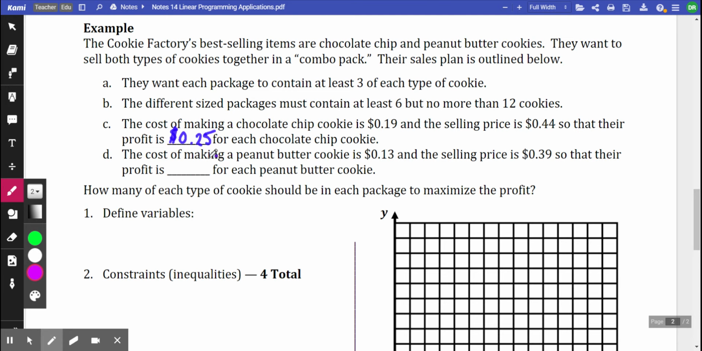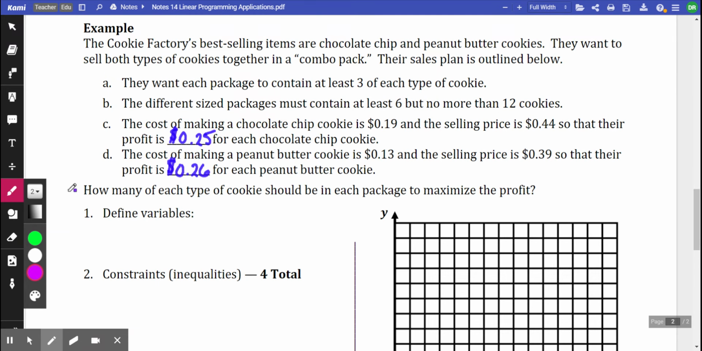And just like with the chocolate chip, they'll also make profit off their peanut butter cookies. Based on this information, the cost of making a peanut butter cookie is only 13 cents. So they're going to sell these cookies for 39 cents, meaning that their profit for these cookies is 26 cents per cookie. So they'll make a 26-cent profit for each peanut butter cookie. So now we know the profits of each one.